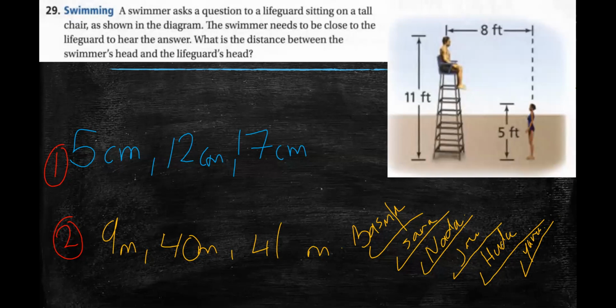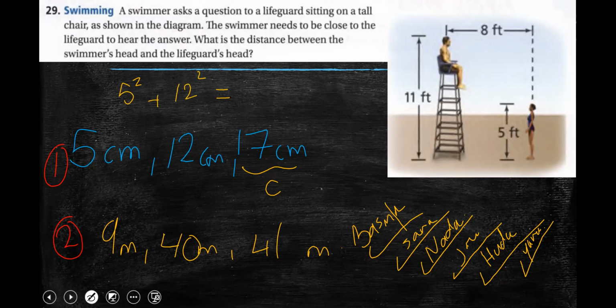While Farah is solving, I want Huda. Yes, Huda. Let's solve number 1: 5, 12, and 17. 17 is the C. 5 is A, and 12 is B. So 5 squared plus 12 squared equals what? 17 squared. 5 squared is what? 25. Bravo.